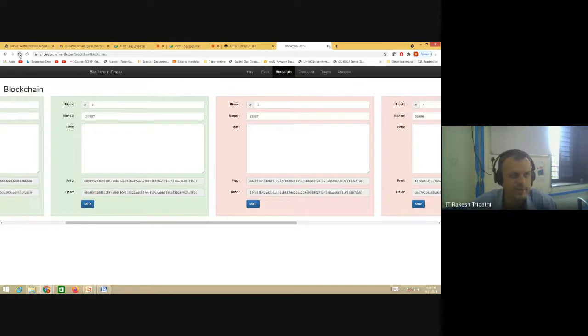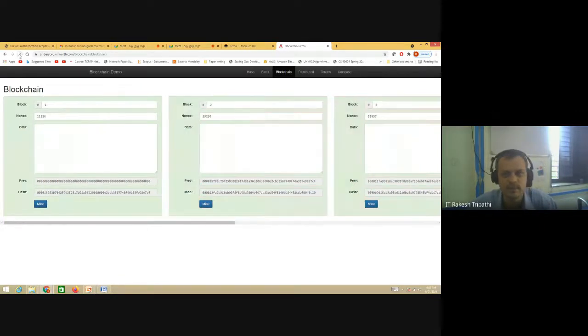Okay. Let us repeat this. See what I am telling. Previous hash is 0. Here the previous hash is this 005. So see, this is matching with this. Previous hash of this is the hash of this block. Okay. I've told you this is the Genesis block. As of now, it is empty. No data is there.